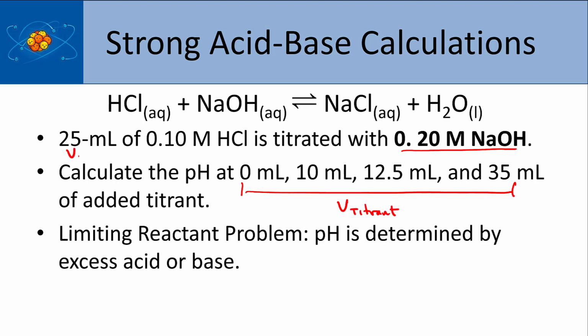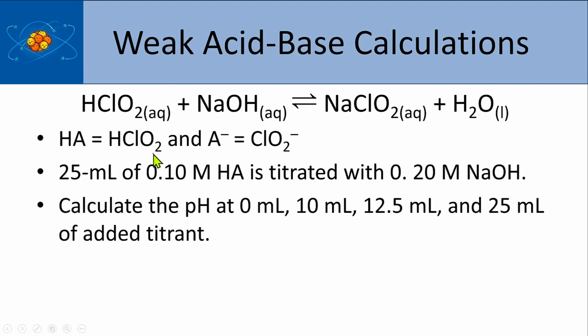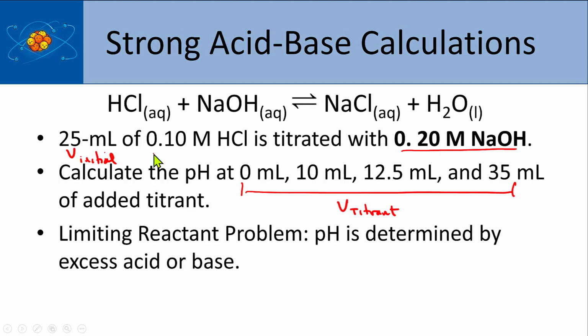This is the volume of your initial acid. I should have just said V. And this is your molarity; this 0.1 is the molarity of your acid, and the 0.2 is the molarity of your titrant as well. So with this limiting reactant problem, pH is determined by the excess acid or base.